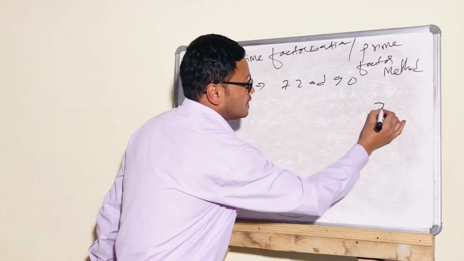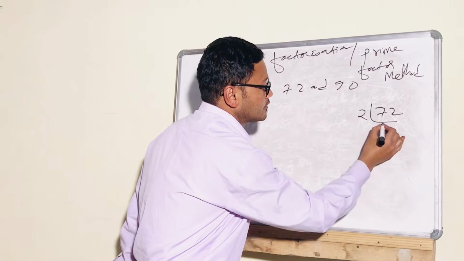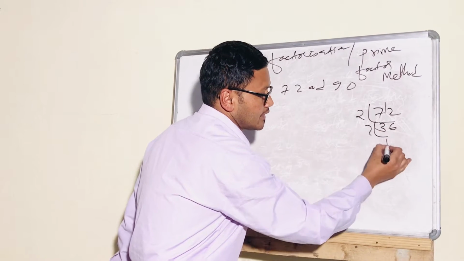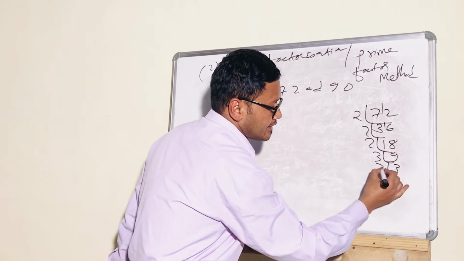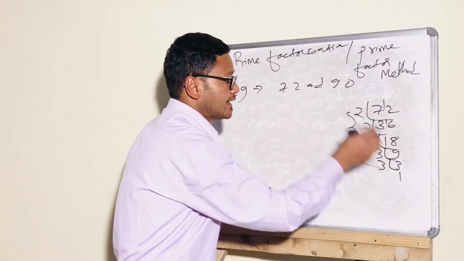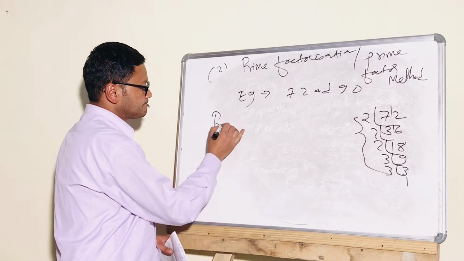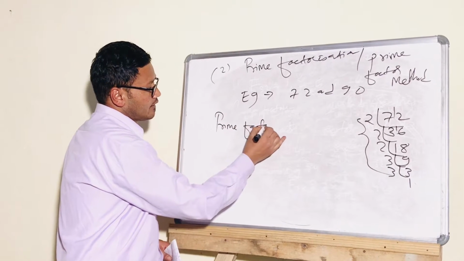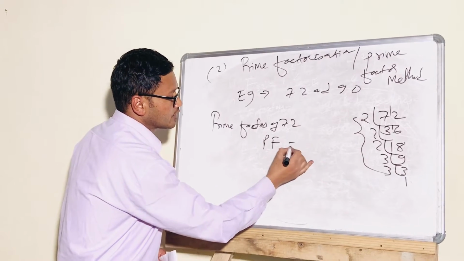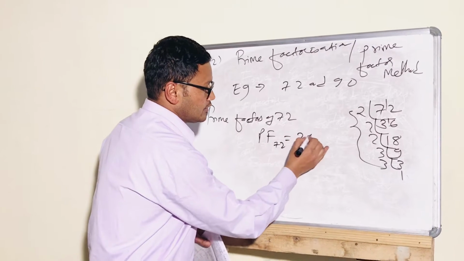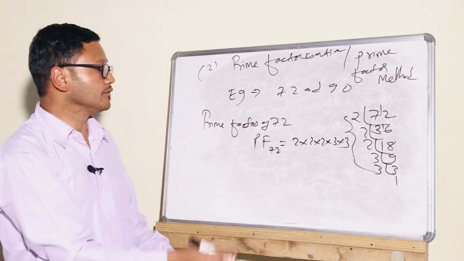First we'll find the prime factors of 72. We divide by 2: 2 3s are 6, 2 6s are 12, 2 1s are 2, 1 carry over, 2 8s are 16, 2 9s are 18, then 3 3s are 9, 3 1s are 3. These are the prime factors of 72. We write PF of 72: 2 into 2 into 2, then 3 into 3.